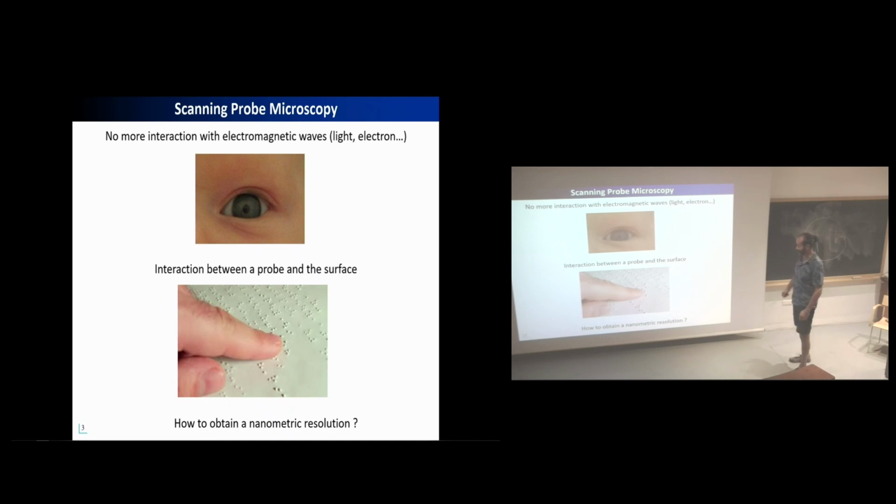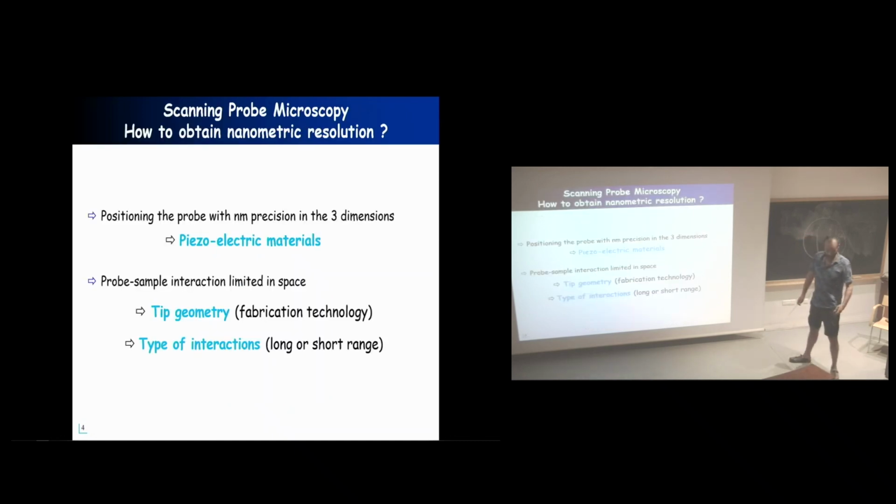So how to obtain this resolution? There are several requirements for that. The first one is, of course, you have to be able to position your finger with a nanometer precision relative to the surface in the three dimensions. And this is going to be the job of piezoelectric materials and ceramics, in fact. Then you want to have a probe-sample interaction limited in space. So this is related to the tip geometry. You want a small finger, as small as possible. And also you prefer short range interaction.